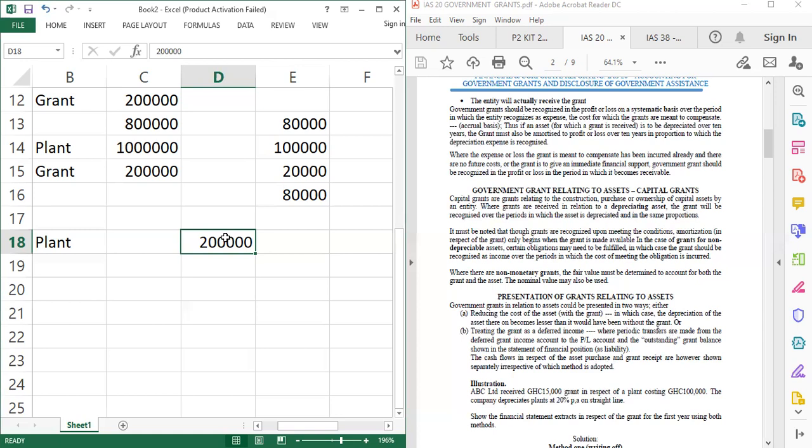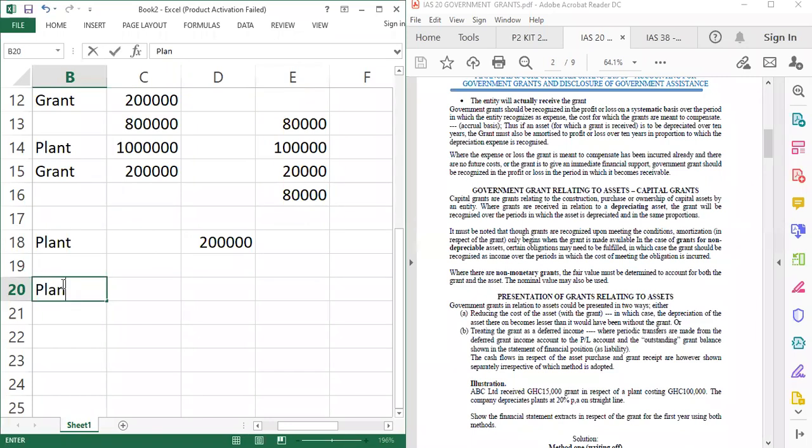It doesn't make sense. So the best way to go about this is to use the deferred income method, because the cost of the asset is the same as the grant. You are not going to incur any additional cost, because the depreciation is the same as the amortization of the grant. That is, you use the deferred income method.